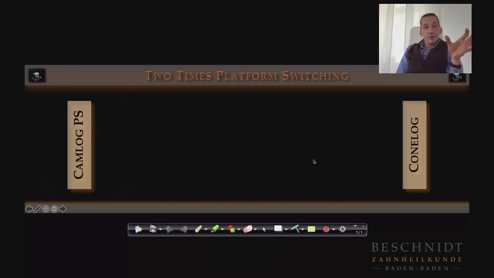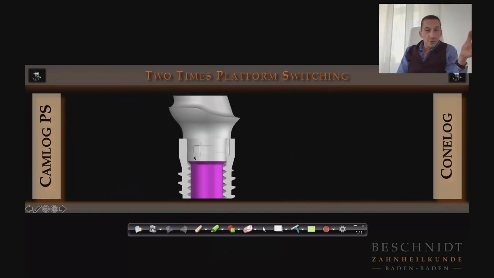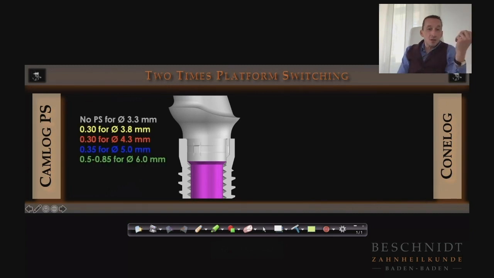So there are 2 types of platform switching now. The Camlog platform switch and the Conelog platform switch. The Camlog platform switch is not available for the 3.3. And you now see this is the PS for the Camlog. It's up to 0.8 if you use the 5 millimeter for the 6 or the PS5 for the 6. On the other hand, you only have 0.3 millimeters of conical platform switching.